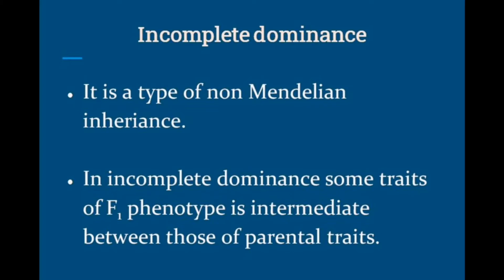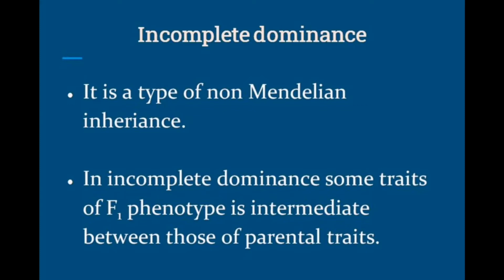In Mendelian inheritance, when two dissimilar factors for a character are present, one factor completely dominates over the other and expresses the character. Here, when two dissimilar factors are present, an intermediate character is expressed. This is called incomplete dominance.